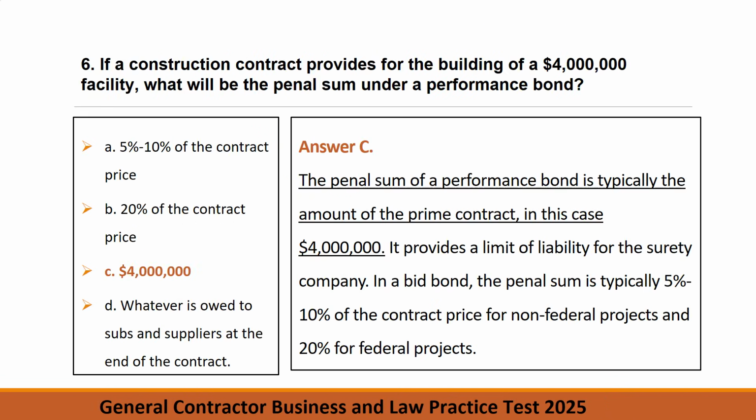Answer C. The penal sum of a performance bond is typically the amount of the prime contract, in this case $4 million. It provides a limit of liability for the surety company. In a bid bond, the penal sum is typically 5% to 10% of the contract price for non-federal projects and 20% for federal projects.